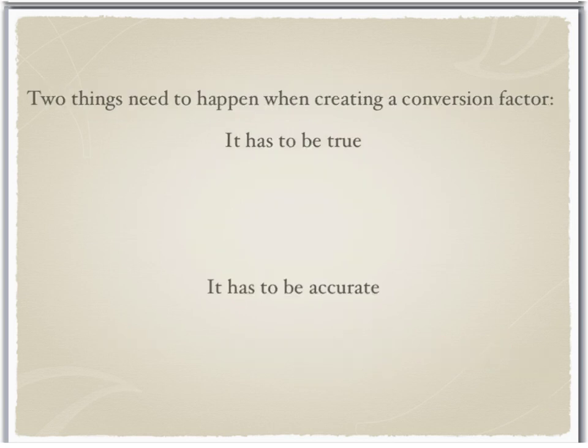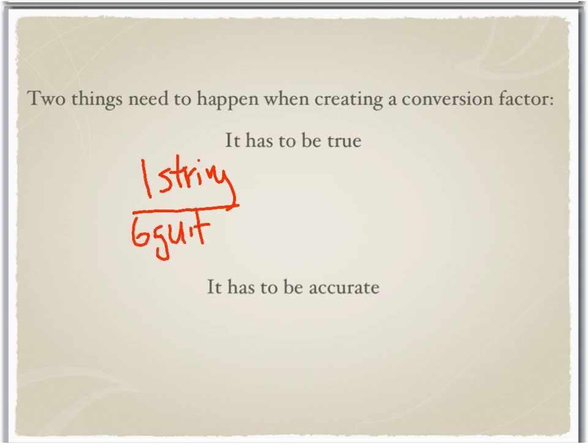So 2 things need to happen when we create a conversion factor. The first thing is it has to be true. For example, in the previous problem, let's say that we had made a mistake, we weren't thinking, and we said 1 string is equal to 6 guitars. Now obviously that's not the correct relationship, so we have to be careful when we write these conversion factors.